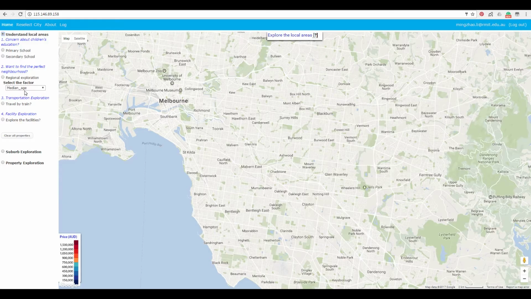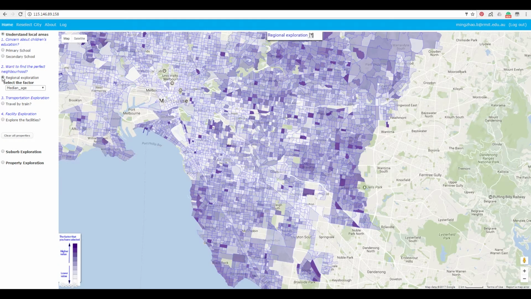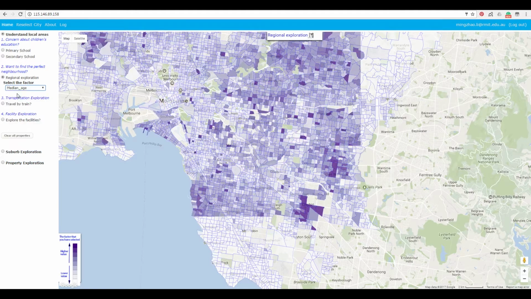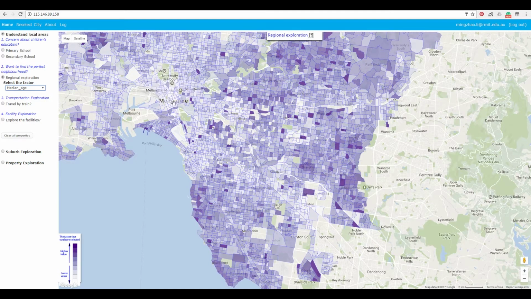He first went to regional exploration, and selected the percentage of Chinese residents from the drop-down box. He identified 4 main regions where there were more Chinese residents: Melbourne CBD, Box Hill, Glen Waverley, and Clayton. He then selected the median age and found that Melbourne CBD and Clayton had more young people living there. Considering his parents' age, he chose Box Hill and Glen Waverley as 2 candidate suburbs.